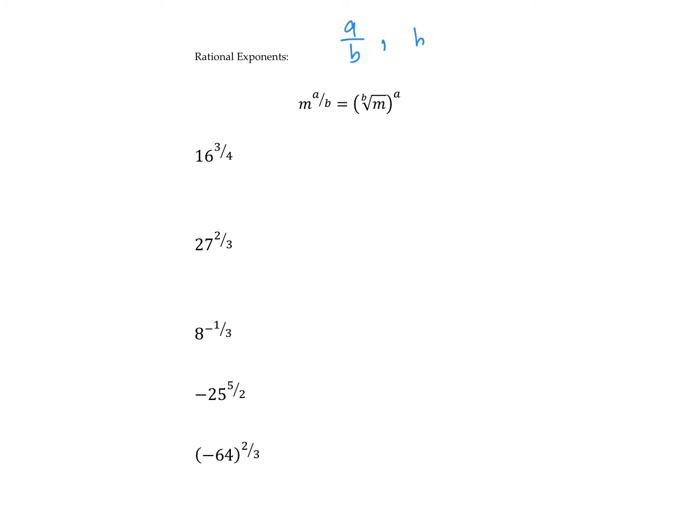And b cannot be equal to 0 because that's the denominator. We can't divide by 0. So what does this fraction exponent mean? What if I have 16 to the power 3 over 4?